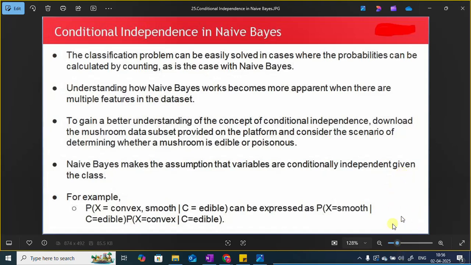For example, you can see, trying to find out the probability of convex, smooth given the class can be expressed as probability of smooth given edible into probability of convex given edible. That is also a kind of simplification, because I'm trying to simplify it. Probability of convex, smooth given edible: can I write probability of convex given edible into probability of smooth given edible? That's what is written, right? That's all, just for simplification purposes.